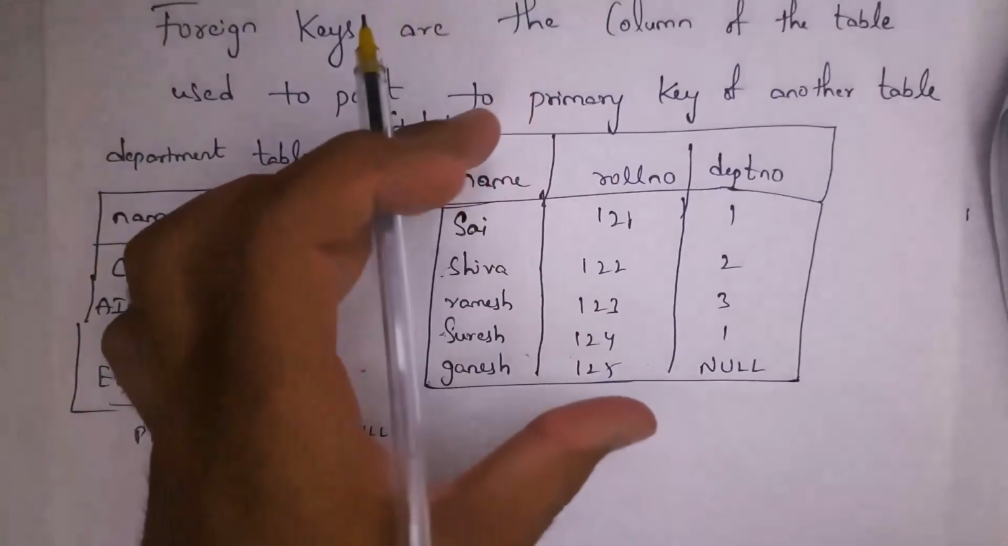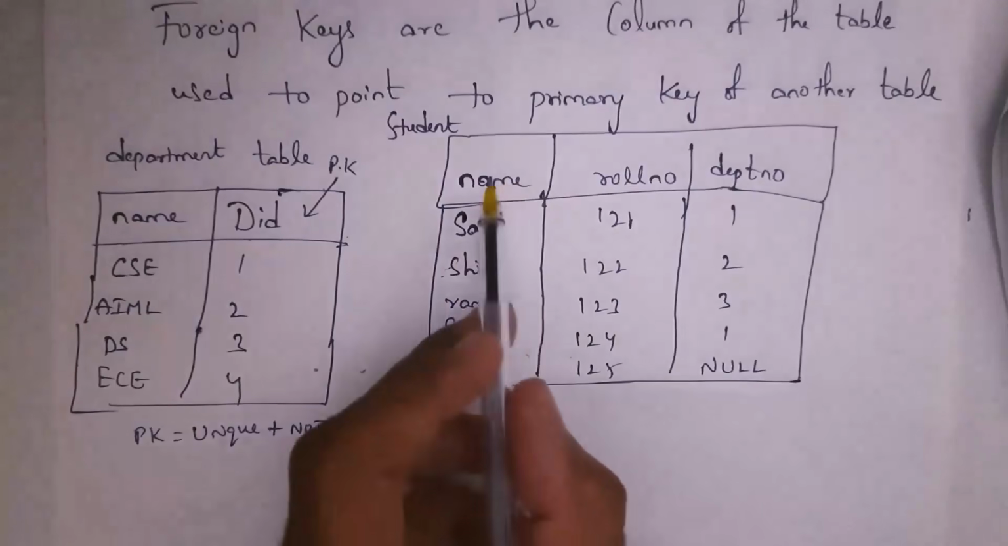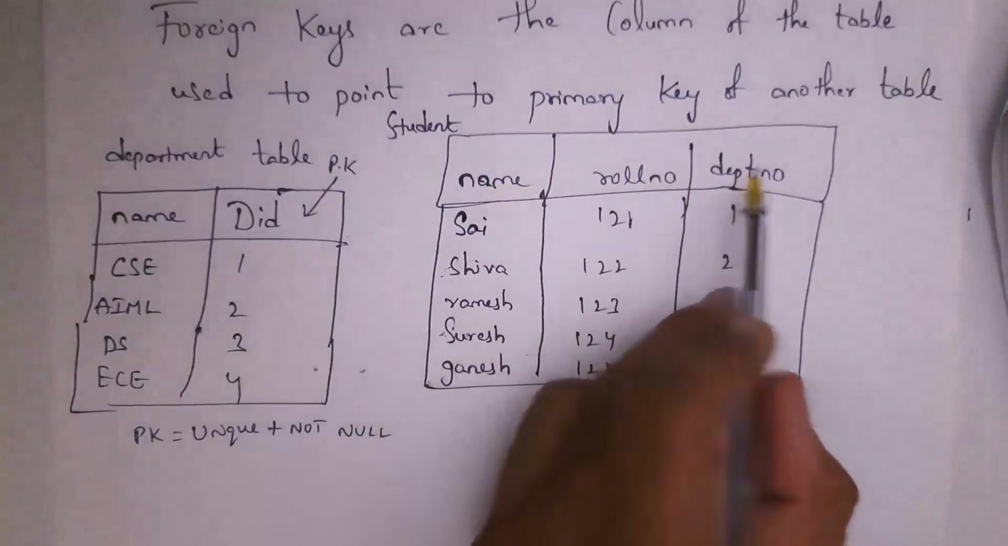Now there is another table. The table is the student table. In this student table I took three columns. They are the name column, rule number column and department number column.